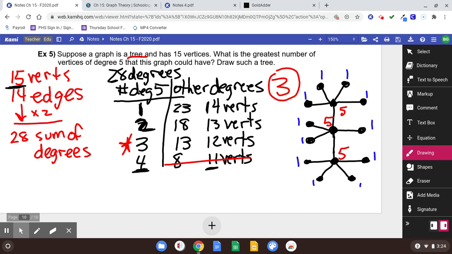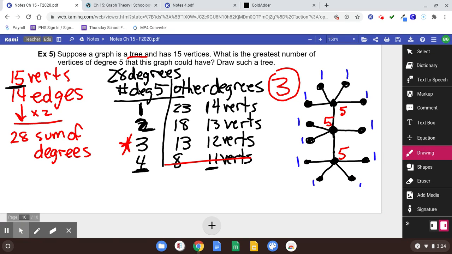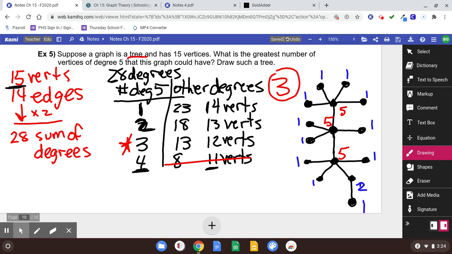And so I need to add another vertex on there. Now, don't connect it to one of the 5s. You're going to have to connect it to one of the 1s. So let's just see what that does. That makes this one a degree 2 now and this one a degree 1. So I see 15 vertices. And degrees are 1, 2. I've got 13 in blue and 15 in red. That's going to do it. A sum of the degrees is 28. I've got 3 degree 5s. And that's it. There's my picture.